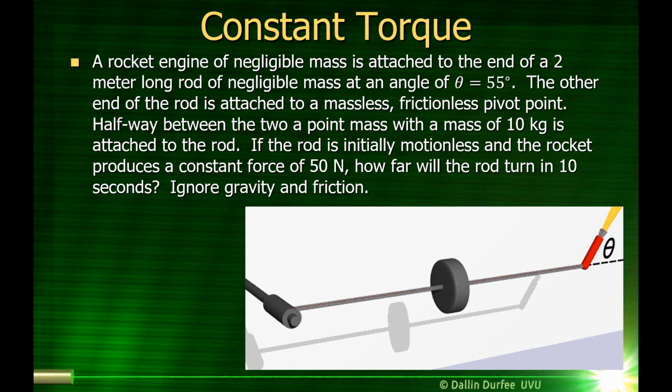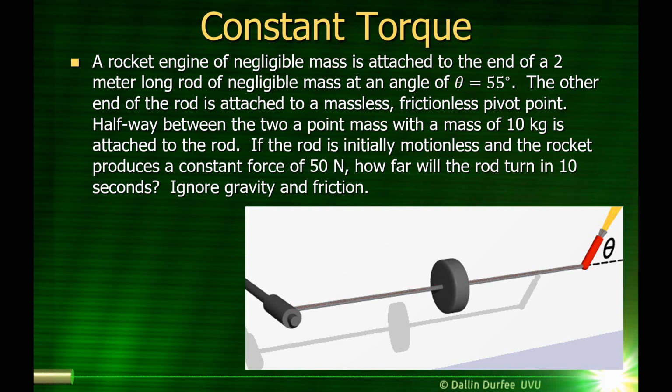A rocket engine of negligible mass is attached to the end of a 2-meter-long rod of negligible mass at an angle of theta equals 55 degrees. The other end of the rod is attached to a massless, frictionless pivot point. Halfway between the two, a point mass with a mass of 10 kilograms is attached to the rod. If the rod is initially motionless and the rocket produces a constant force of 50 newtons, how far will the rod turn in 10 seconds?